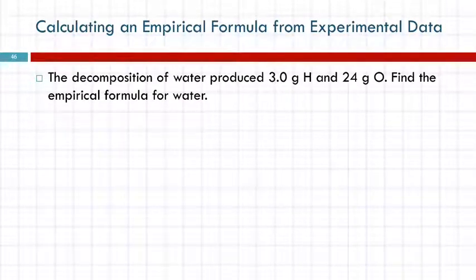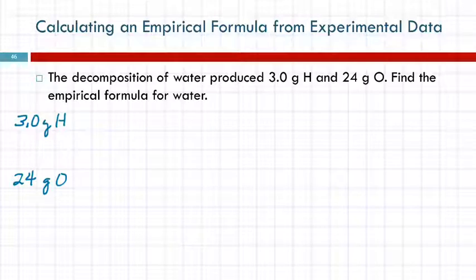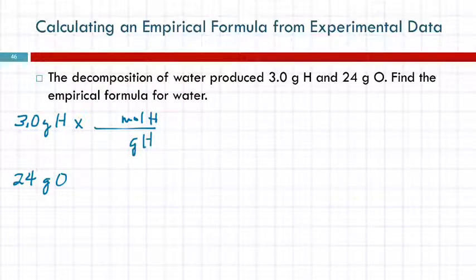So let's do this. Here's that problem. We've got 3 grams of hydrogen, 24 grams of oxygen. We're supposed to find the empirical formula. So we're going to write down the masses. I've got 3.0 grams of hydrogen, and I have 24 grams of oxygen. We need to go from mass into a unit that has to do with numbers of atoms, and the mole is the best one to use. So I want to convert this into moles of hydrogen, and I want to divide by grams of hydrogen down there.